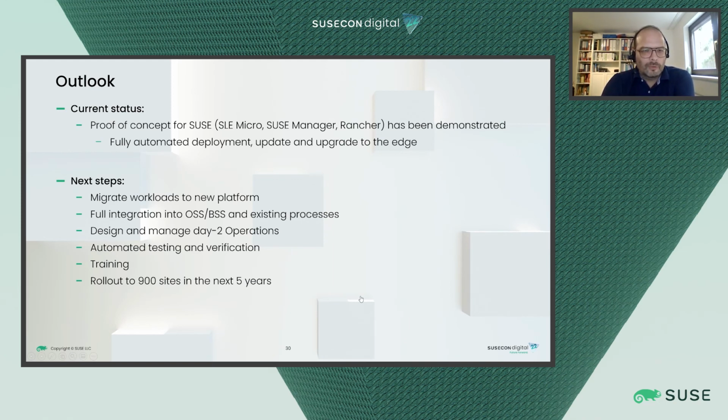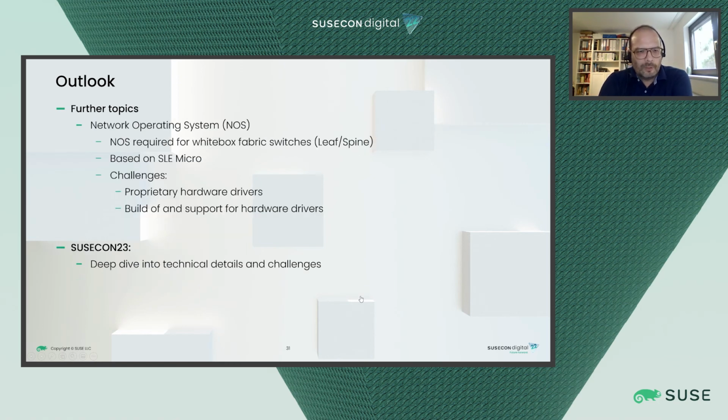One big topic that is currently under investigation and needs to be managed is the design of all the day two operations, like updating, upgrading, everything. As Thore already said, automated testing and verification is a very big topic. We have made progress, but there are further steps needed. After that, we really have to introduce some kind of training to the people that are managing this and running it on a daily basis later. And then the plan is to roll it out to the 900 sites in Germany in the next few years. That means rolling out at least 3,600 servers over Germany to manage that, and all the switches and so on.